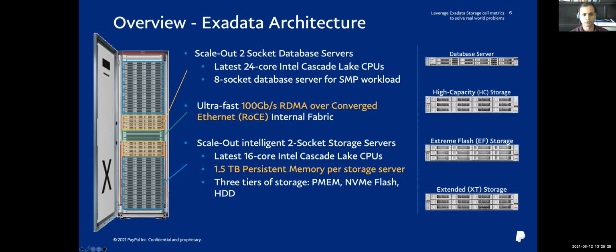So just to give an example, if the database session is asking for data, and the data happens to be on the PMEM on the storage cell, then it can be directly accessed without involving an IO call, so that it can achieve the best performance and utilize fewer CPU cycles, which could be used for some other activity, right?